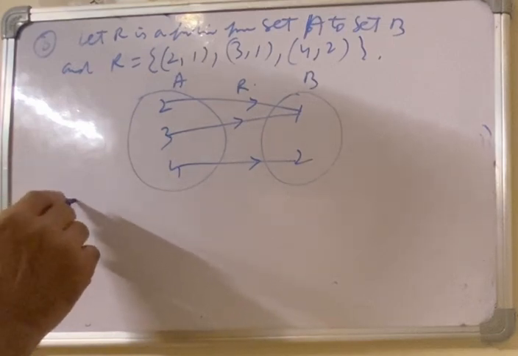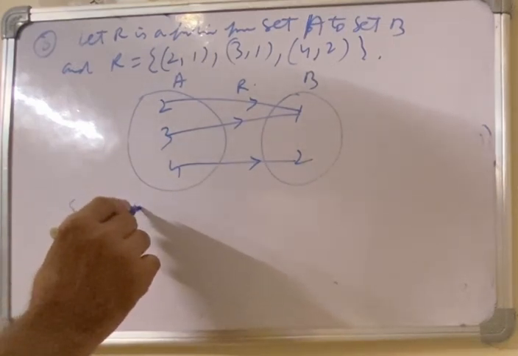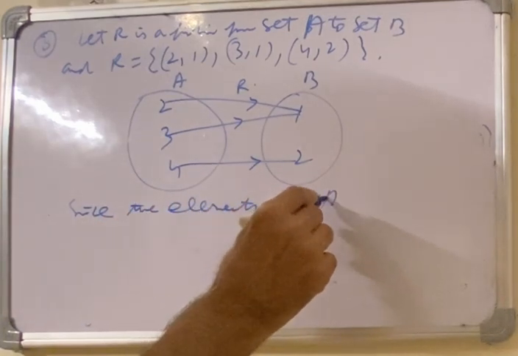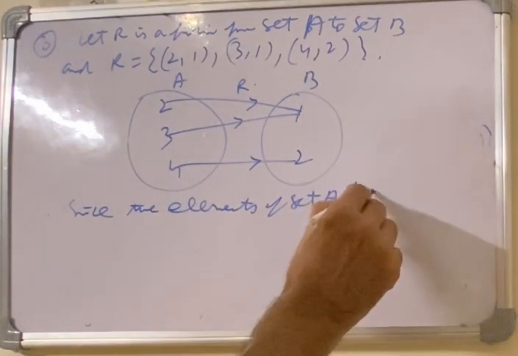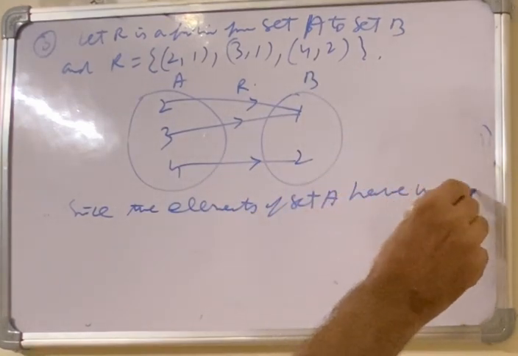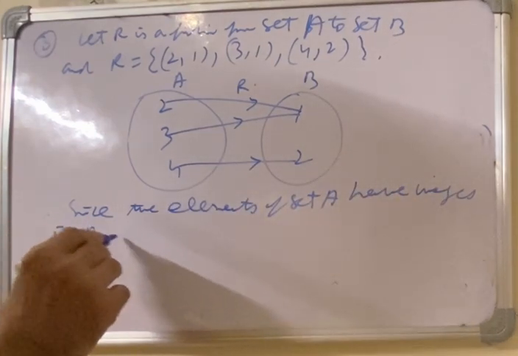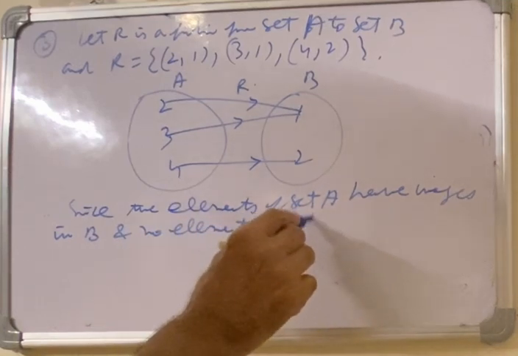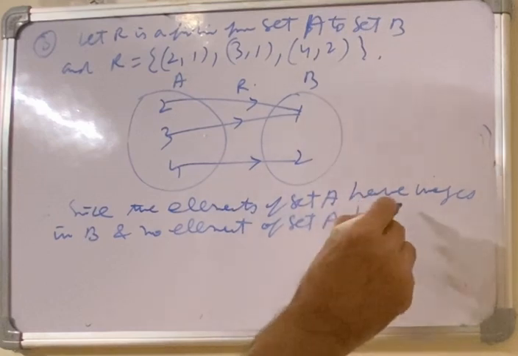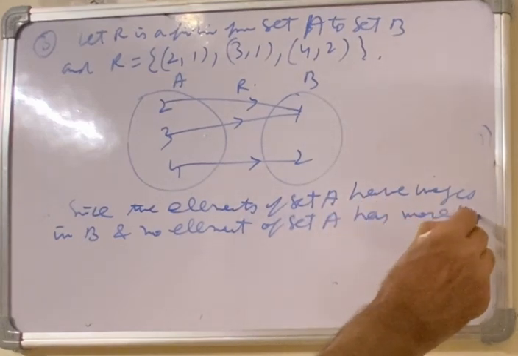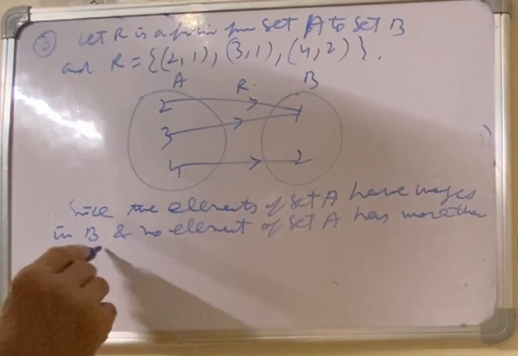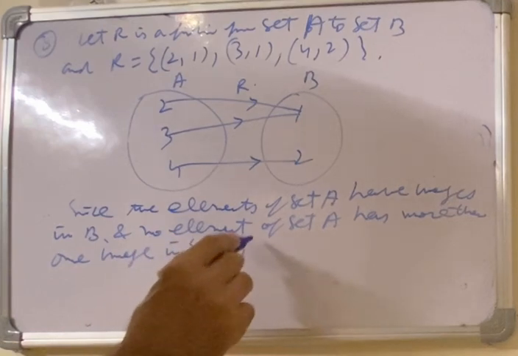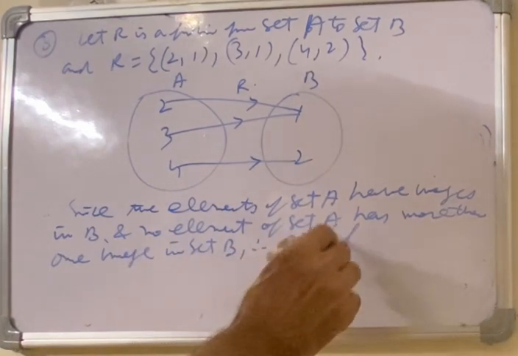Therefore, since the elements of set A have images in B and no element of set A has more than one image in set B, therefore R is a function.